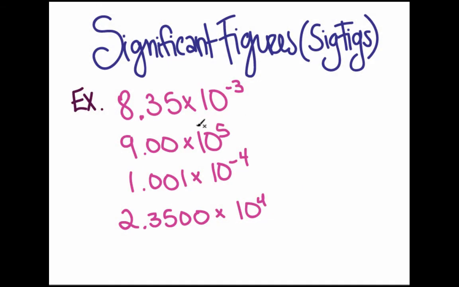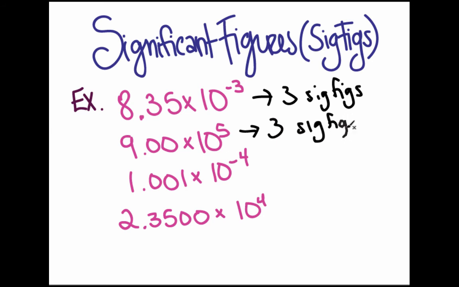Time to do some examples with scientific notation values. If you have 8.35 times 10 to the power of negative 3, it would be 1, 2, 3 sig figs. Then 2.00 times 10 to the power of 5 is 1, 2, 3 sig figs. What you should be noticing is that when you're trying to figure out the number of sig figs in a value that's in scientific notation, essentially you ignore this 10 to the power of something and you're just looking at the first part of that value.